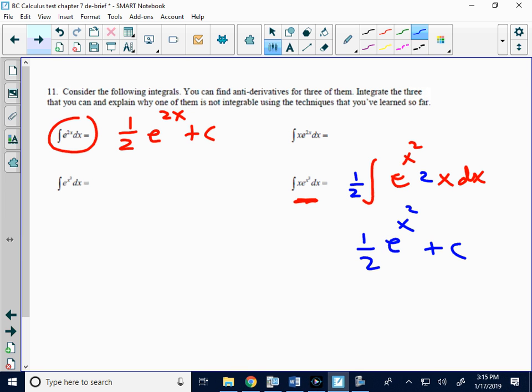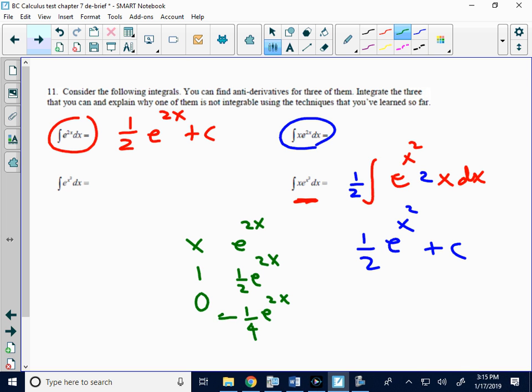This one is sort of screaming parts. So let's do that one. Here's x, 1, 0, e to the 2x, 1/2 e to the 2x, 1/4 e to the 2x. Notice integrating this way, that's going to give us our constant. So plus minus, looks like we have x over 2 e to the 2x minus 1/4 e to the 2x plus a constant.